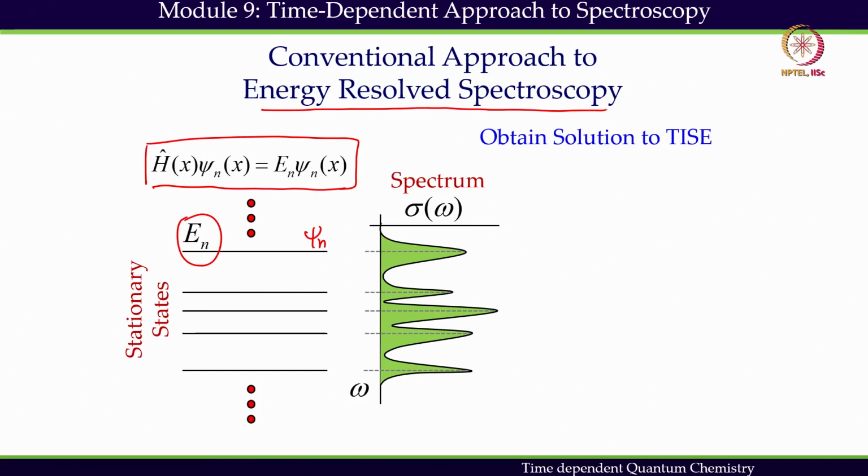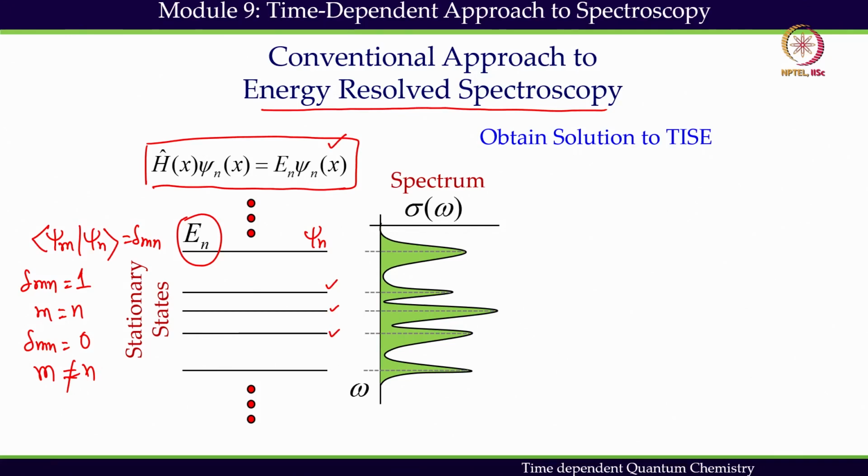These eigenstate wave functions are orthonormal in nature. That also we have understood. Generally this is going to be delta mn, where delta mn equals 1 if m equals n, and it is 0 when m not equals n. So, each state which is a solution to the time independent Schrodinger equation is actually orthonormal.